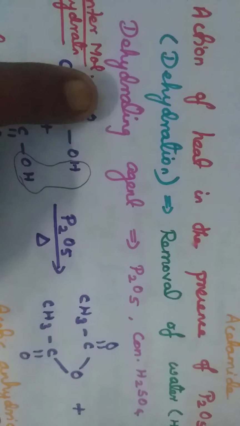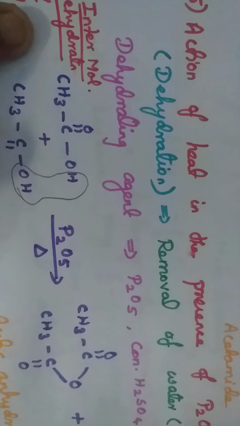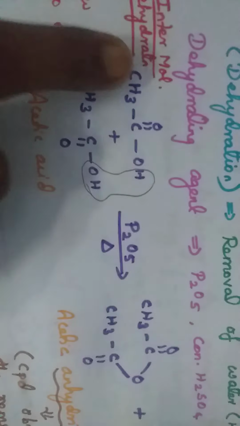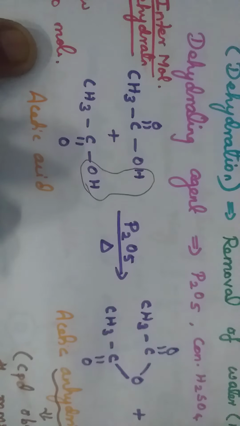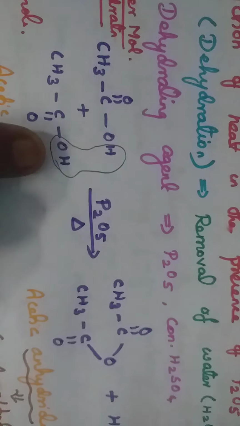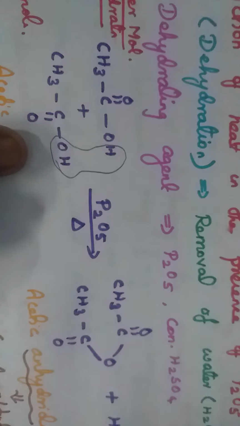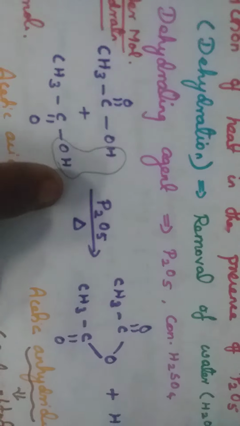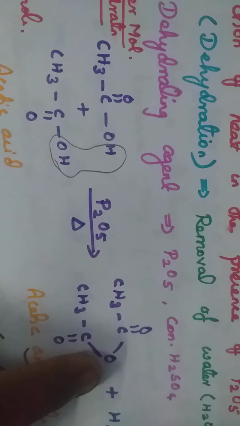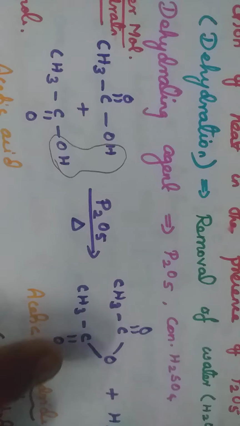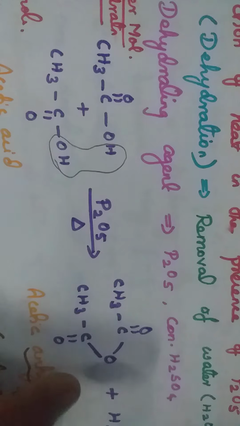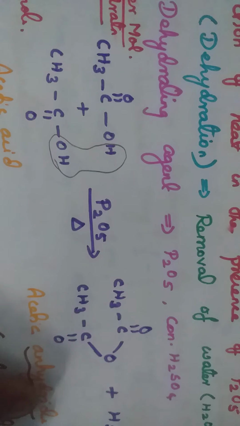There are two types of dehydration. Intermolecular dehydration is between 2 molecules, and intramolecular is within the molecule. Here we are going to take acetic acid, so it undergoes intermolecular dehydration between 2 molecules of acetic acid. The water molecule goes out and a bond is formed between the 2 carbonyl groups through O, and this is called acetic anhydride. Anhydride is nothing but COOCO.